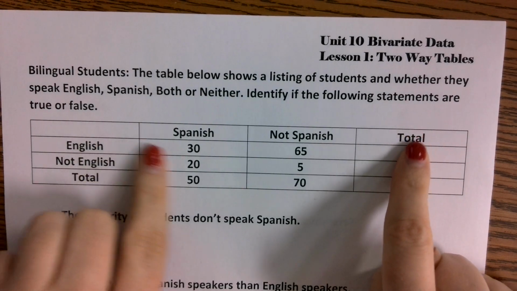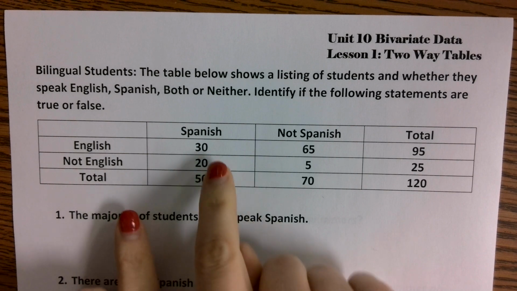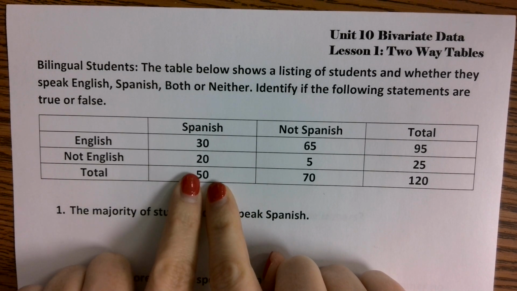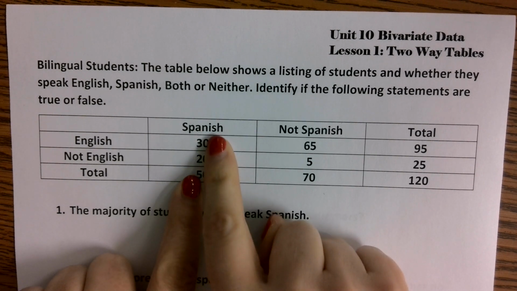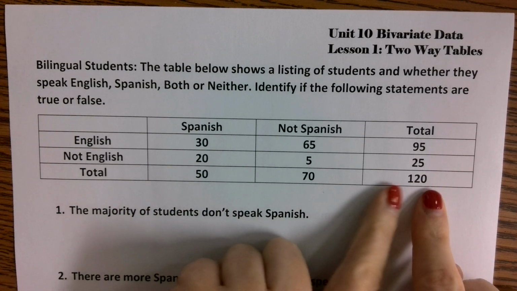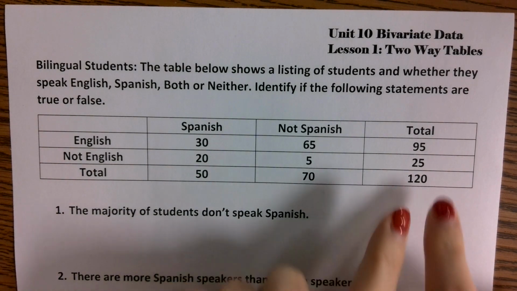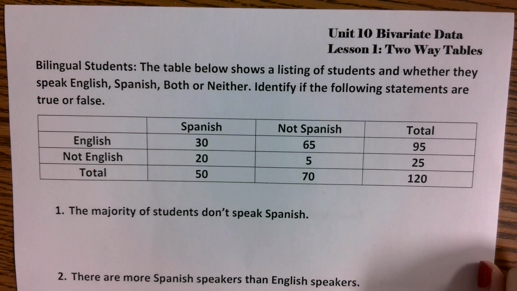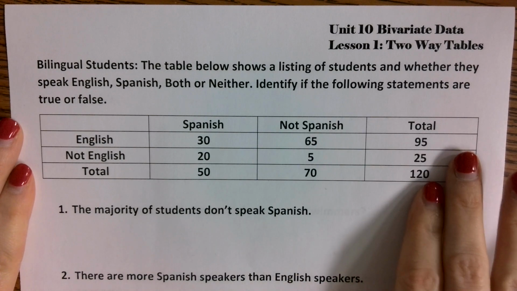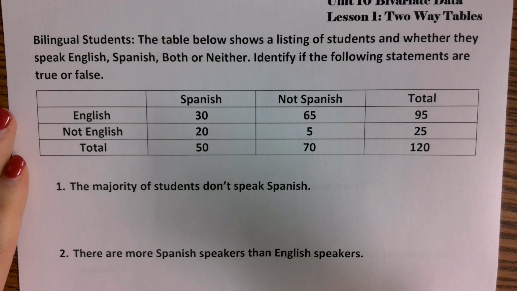So you're following your rows and columns to see what they line up with. Same thing here. This 50 represents the total of Spanish speakers. This 120 represents the total amount of people who were surveyed for the entire process, so 120 people who represent the entire group. Based off of the information that we're seeing here, I want to identify whether the following statements are true or false.